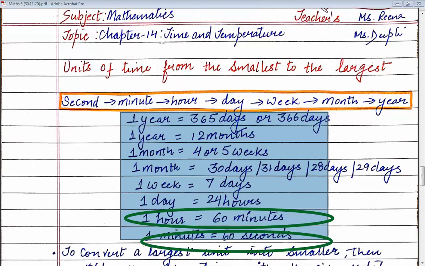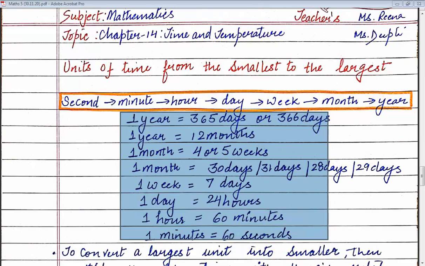So, children, we have already done all these things in our previous class. Let's again have a quick revision. 1 year, 365 days or 366 days. Then 1 year, 12 months. 1 month, 4 or 5 weeks. 1 month, 30 days, 31 days, 28 days, or 29 days. 1 week, 7 days. 1 day, 24 hours. 1 hour, 60 minutes. 1 minute, 60 seconds.